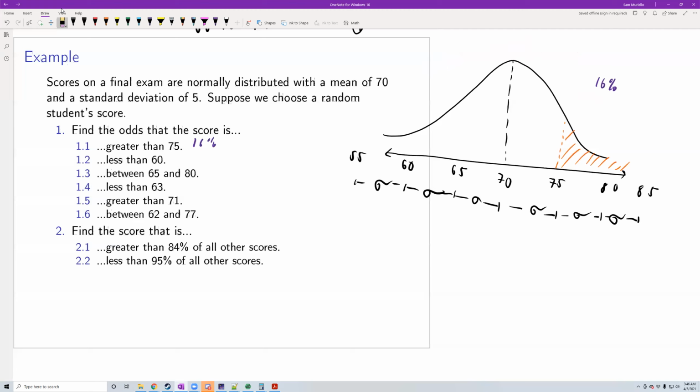Let's do the same thing for the next part, wanting us to talk about the odds that the score is less than 60. Well, we know that 95% are between 60 and 80, which leaves 5%, 2.5% here, and 2.5% here. So 2.5%.